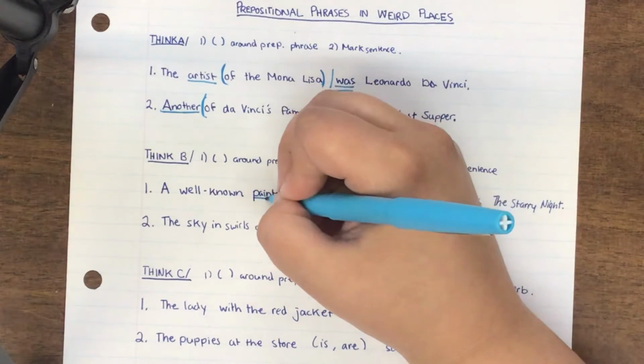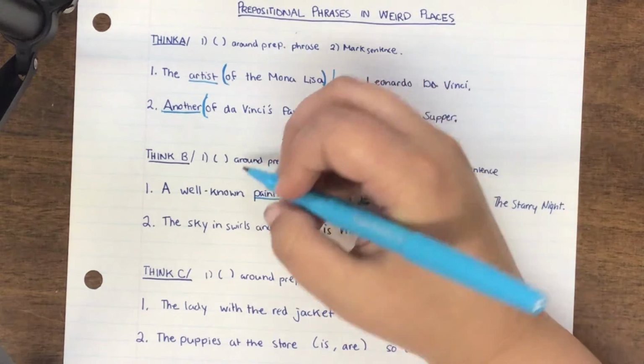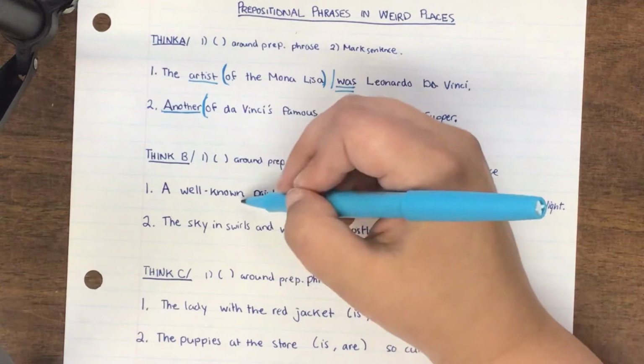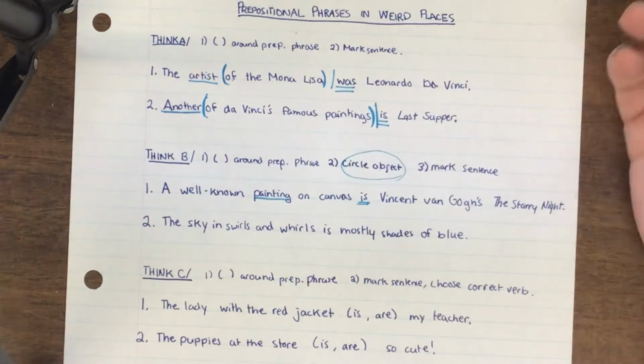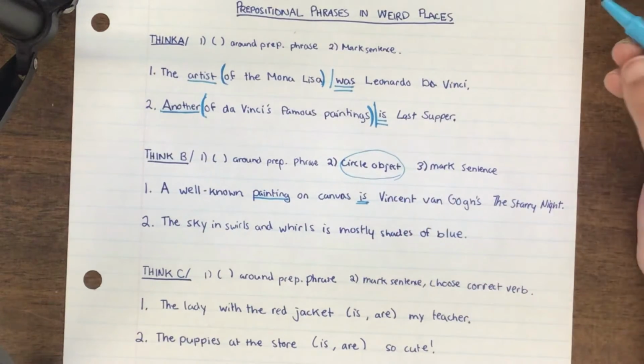The painting is, in this case. I know that because well-known, that's not a noun. That isn't a noun. Both of those are describing something else. So painting is the first noun in my sentence. It's going to be my subject.